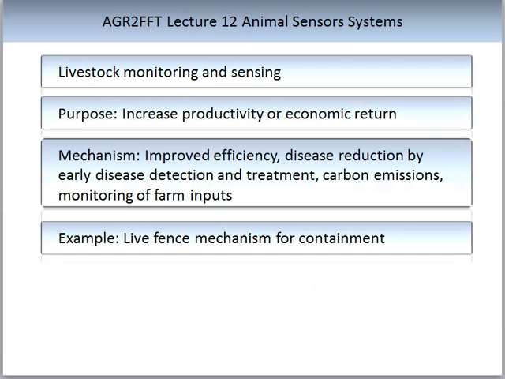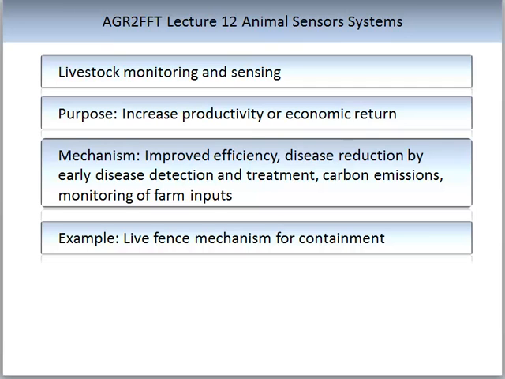Now we're going to touch on animal sensing systems. I'm going to start with an overview of livestock monitoring and sensing. The underlying purpose of these sensings is to increase productivity and/or economic return. The mechanism by which the sensing can increase productivity is through improved efficiencies, such as disease reduction by early disease detection and therefore more effective treatment. Other components of measurement include things like carbon emissions or methane emissions, and monitoring of all farm inputs.